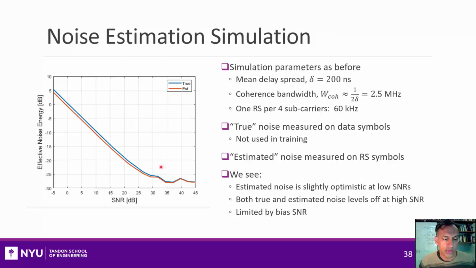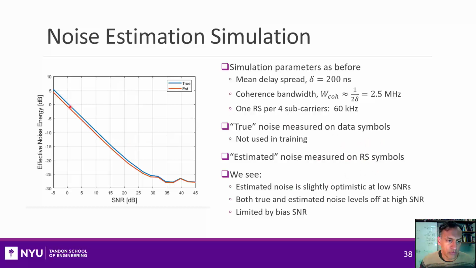Now, just to illustrate this, the true versus estimated value errors, what I've done in this graph is the following. I took a channel with some delay spread and put a number of reference symbols in, and I measured the true error by looking at the average noise on the data symbols. Because this is simulation, I know what the true data symbols were that were sent, and these were not used in training, meaning they were not used in the channel estimation. And then I can see here the estimated error, which is the estimated noise measured on the reference symbols.